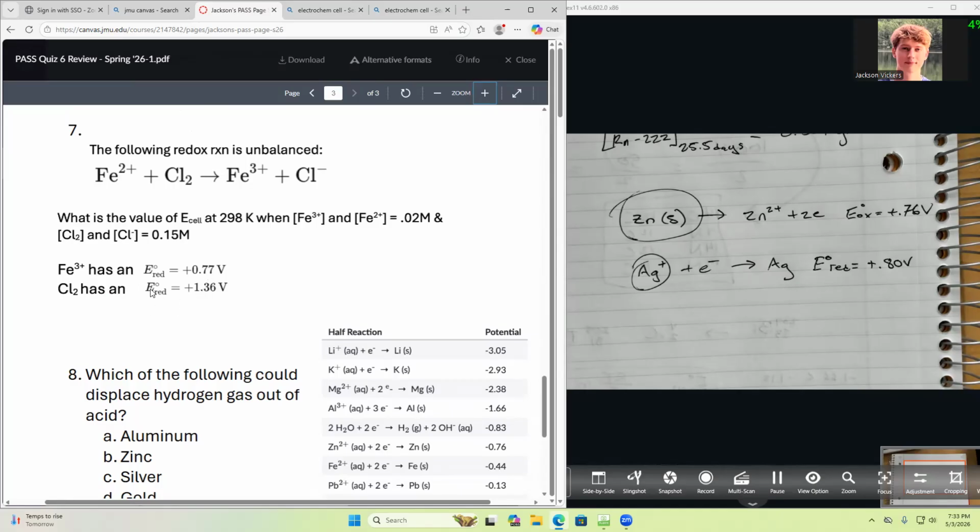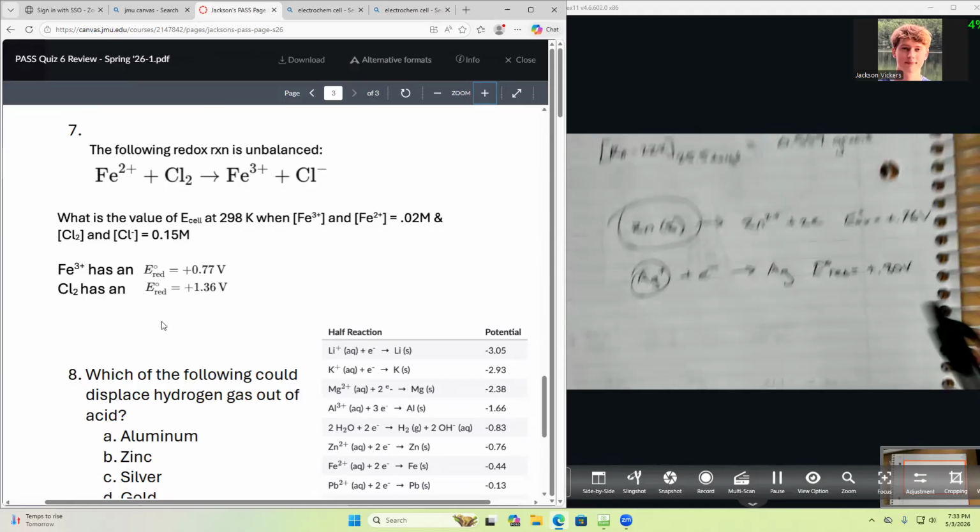And then I've also given you some reduction potentials, so we can do the cathode minus anode and all that stuff. So this one's pretty involved. This is doing a lot of different steps. So I'll give you guys a few minutes to work on this one.